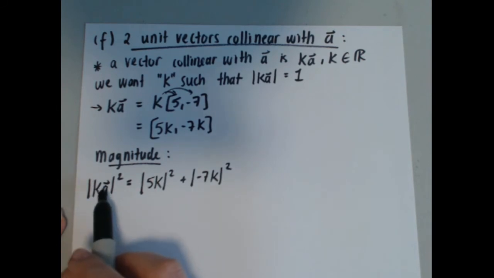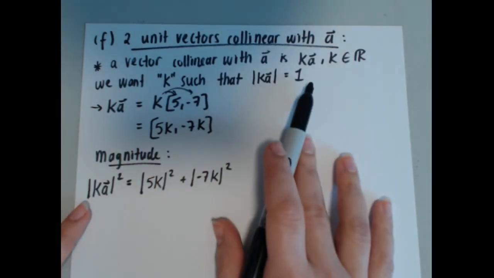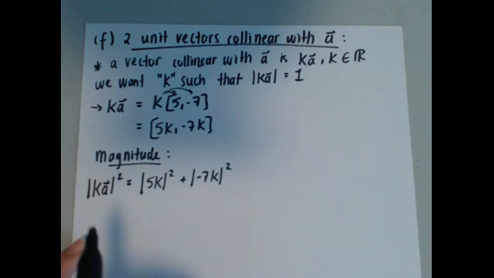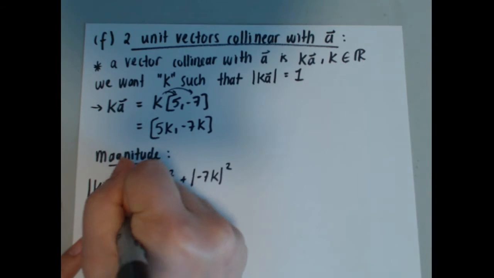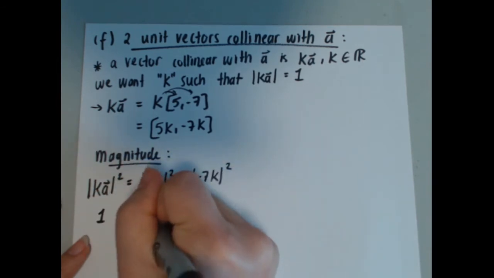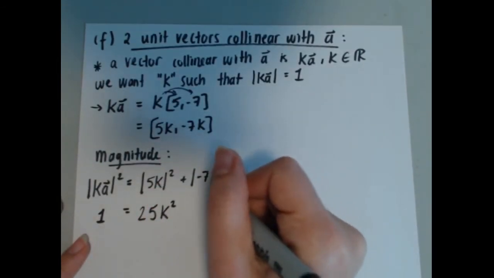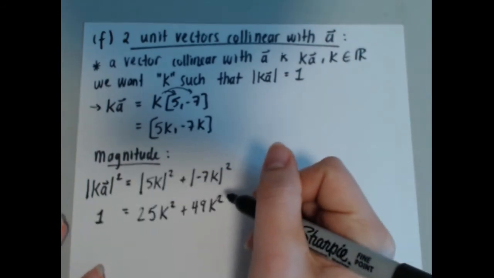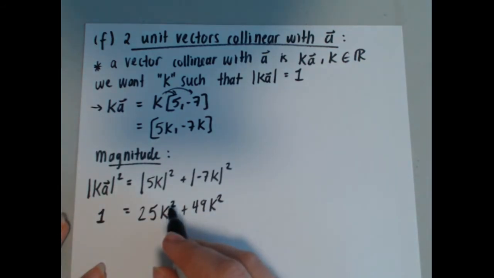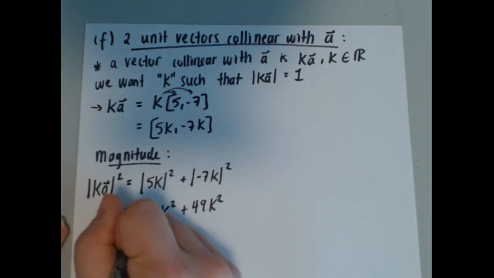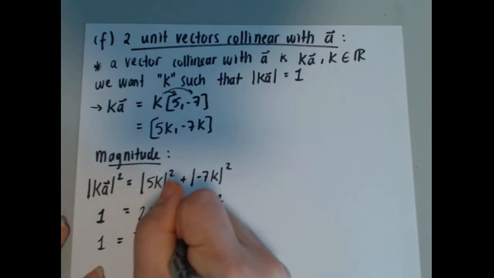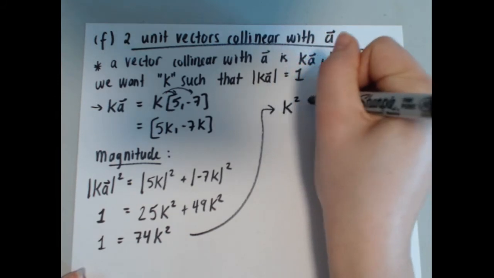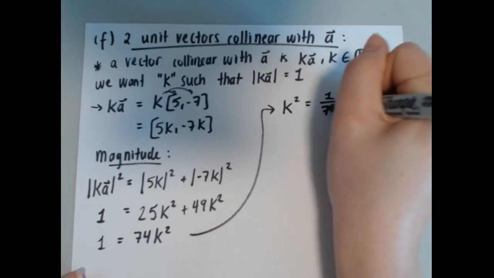I know the left side here. I know that the magnitude of ka has to be 1 in order for me to have a unit vector, right? So that means I have 1 squared, which is 1 on the left. Okay, so 5k squared, that's 25k squared. And then on the right side here, I'm going to have plus 49k squared. Okay, so 49 plus 25, that is 74. So 1 is equal to 74k squared. So k squared is equal to 1 divided by 74.